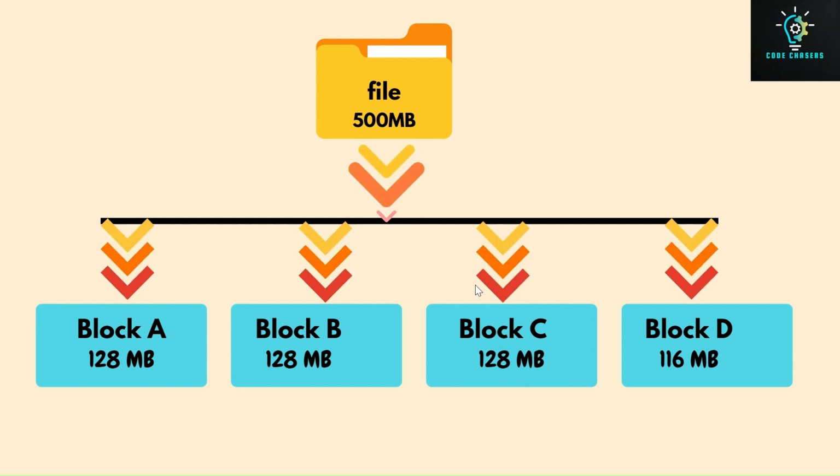Now, if you have a large file of say 500 MB, considering the default block size of 128 MB, Hadoop will divide the large file into 4 blocks. Block A, B, C of 128 MB and block D of the rest size, that is 116 MB. And if we combine the data in all these 4 blocks, they'll sum up to 500 MB.